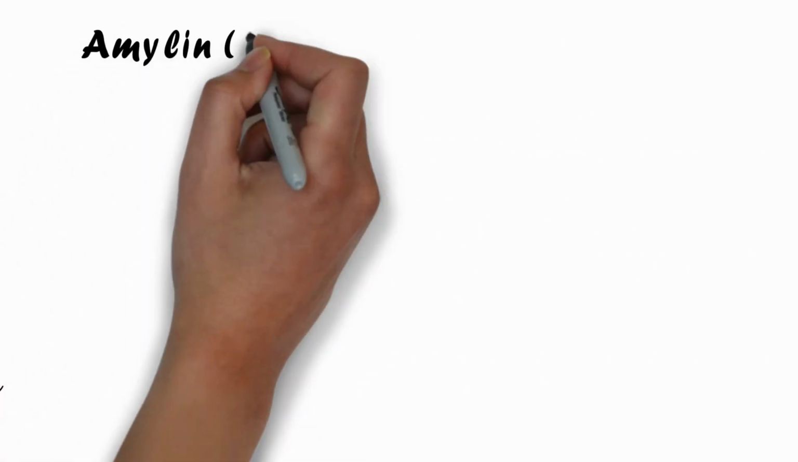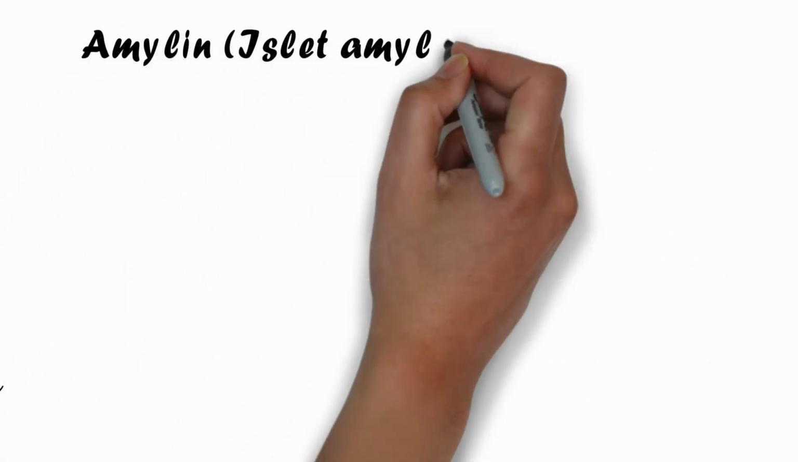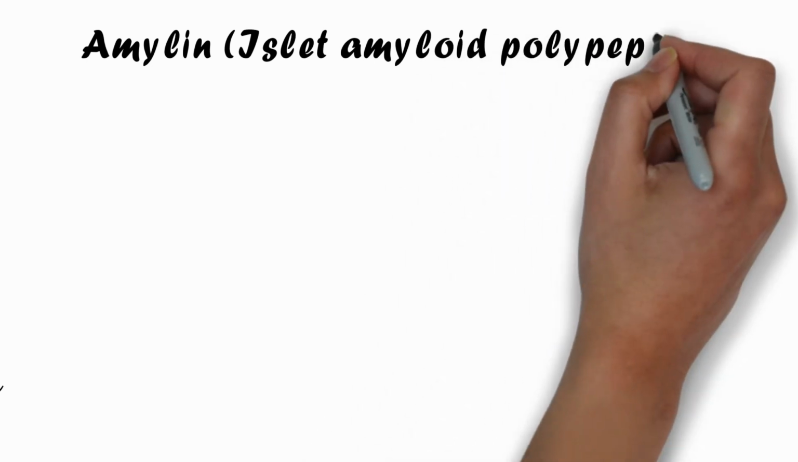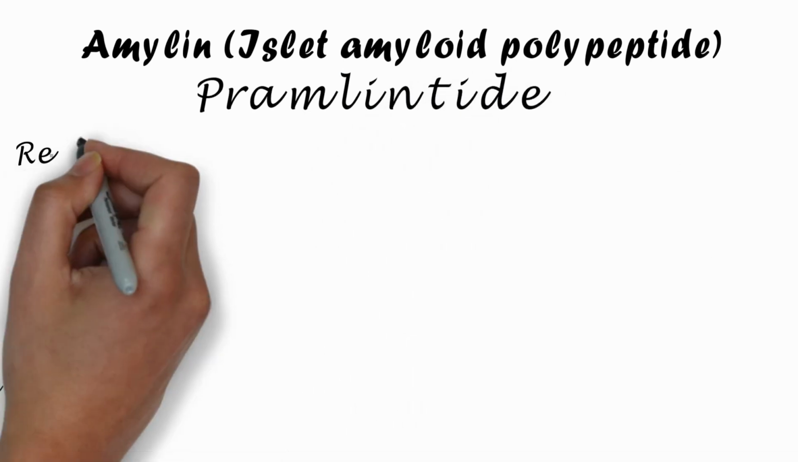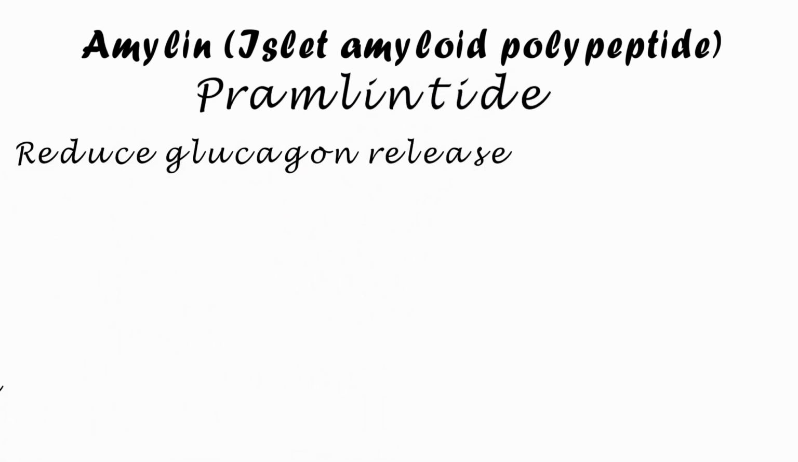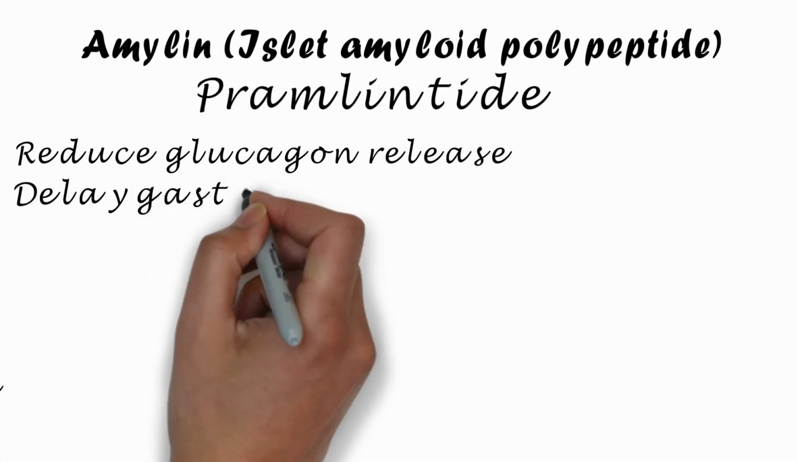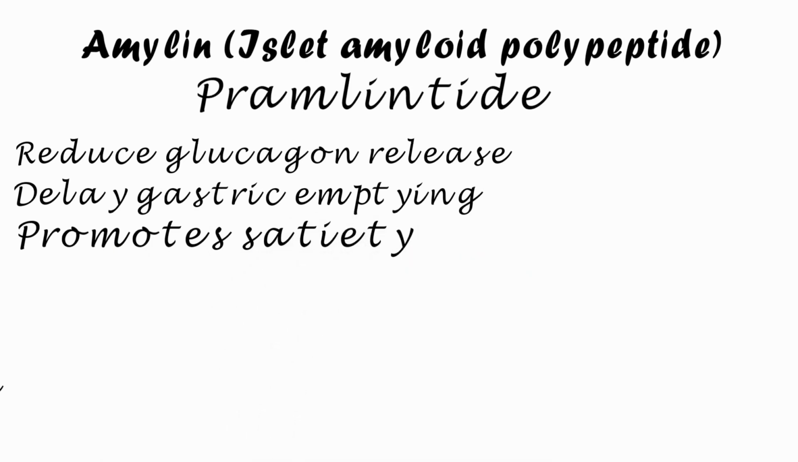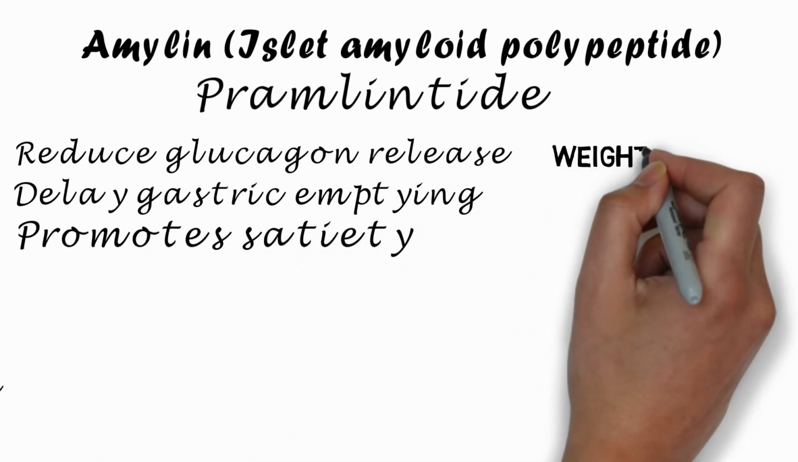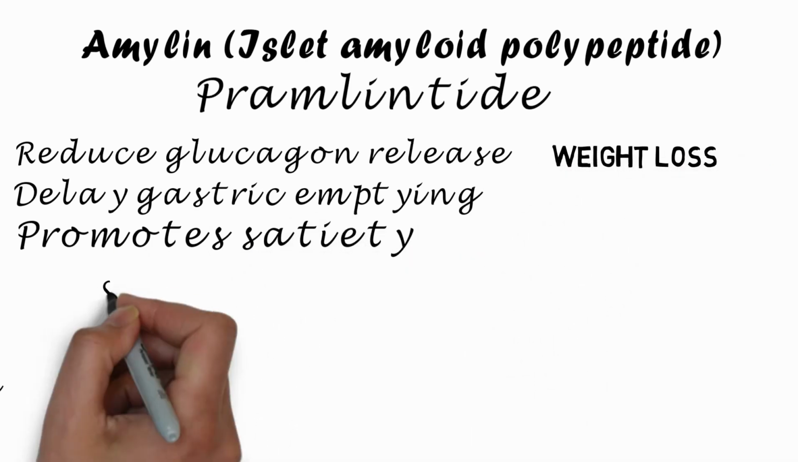Amylin or islet amyloid polypeptide is secreted by beta cells of the pancreas along with insulin. Pramlintide is a synthetic analog of amylin. These agents reduce glucagon release, delay gastric emptying, and promote satiety, most possibly by acting through amylin receptors present in the brain. Weight loss is an added benefit.